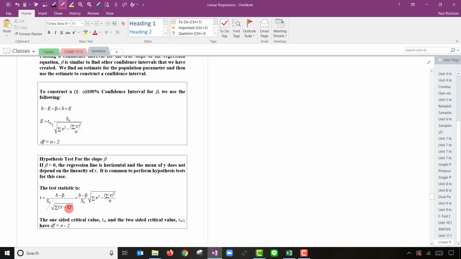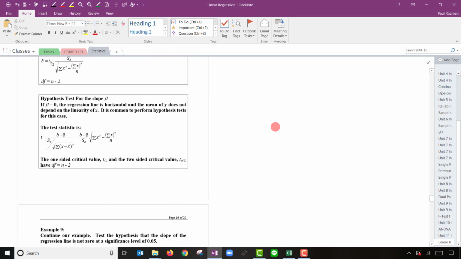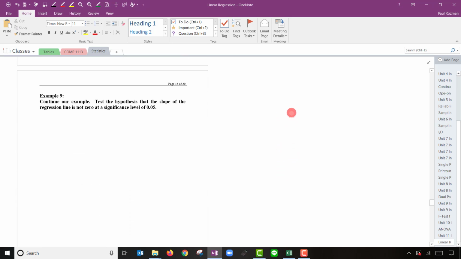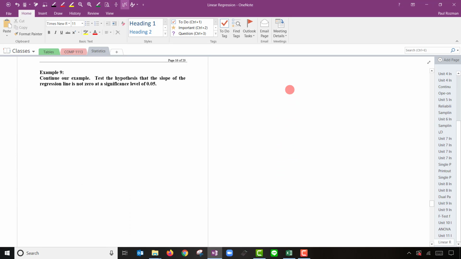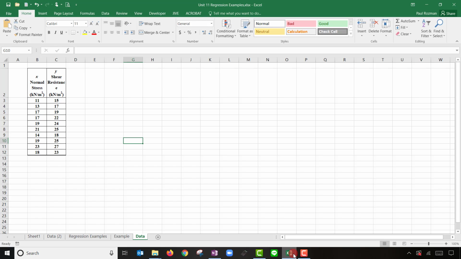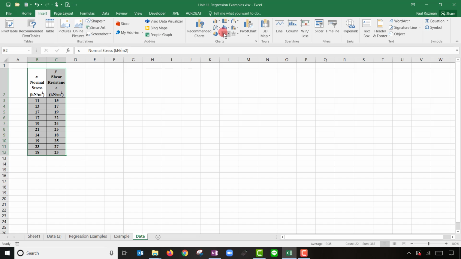And here's the test statistic. It's a t-test. So the confidence interval also uses t. Degrees of freedom are n minus 2. We could do an example using that, but I think I'm going to cheat and just use Excel to do that, just to show you quickly how that's done. So here's Excel. Here's our data. I'll quickly show you how you make all this stuff. You can just grab all the data and insert a scatter plot.